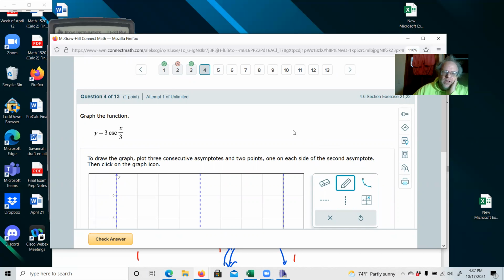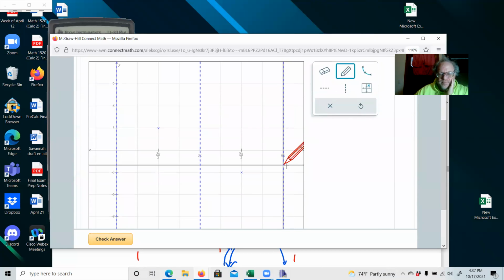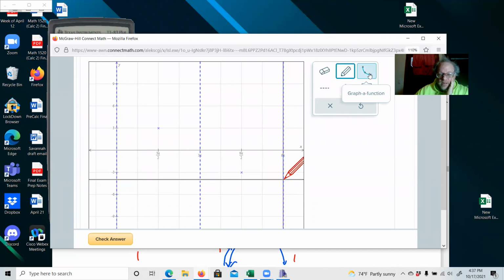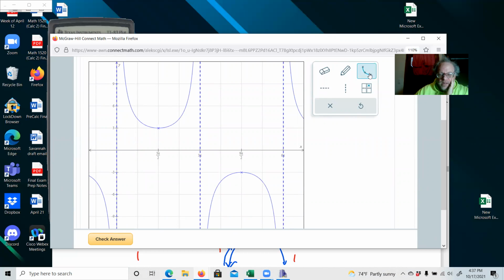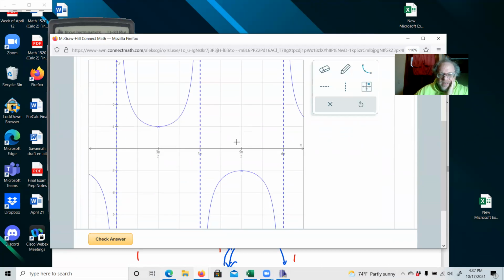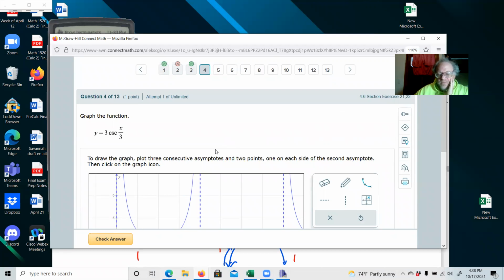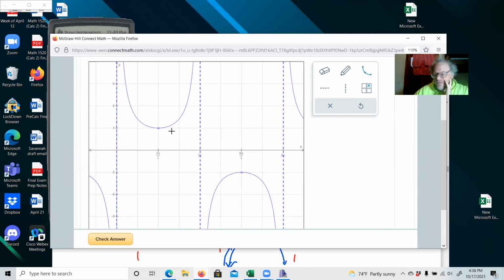Asymptotes and 2 points, one on each side of the asymptote. Okay, I think that's all they wanted. It is all they wanted. Look at that. Glad they didn't make us do more. We could have. We picked points in the first quadrant, third quadrant, and could go ahead and graph those.